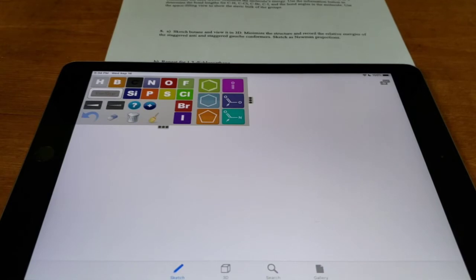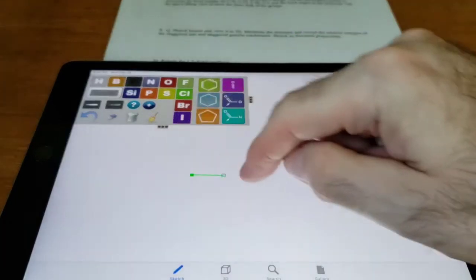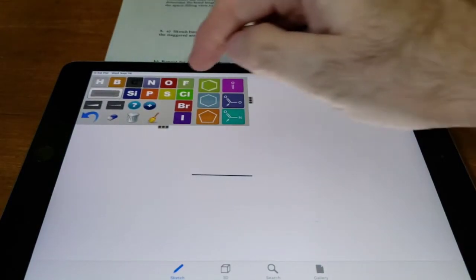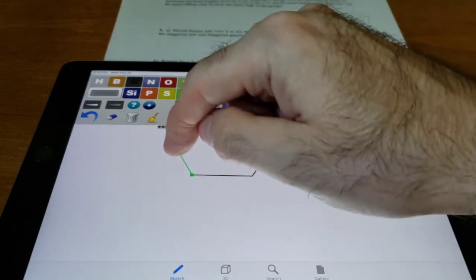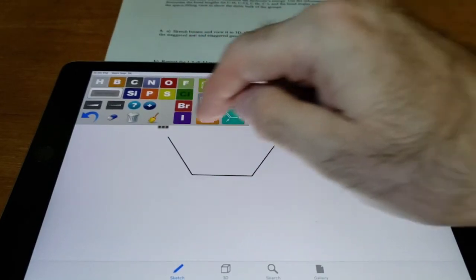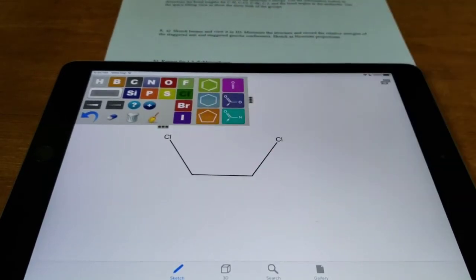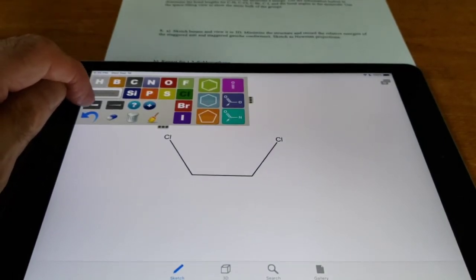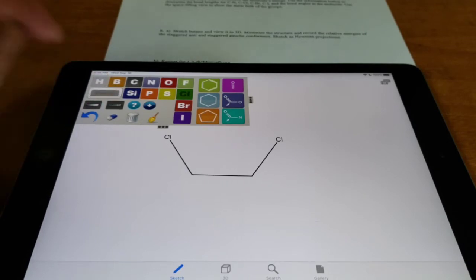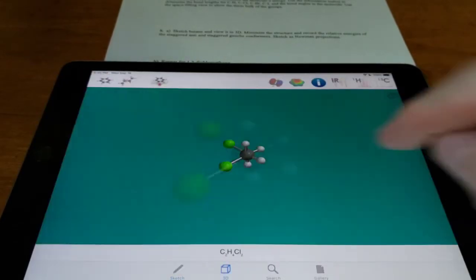Part 5b asks us to do the same manipulations, but using 1,2-dichloroethane. So if I pick carbon, I only need 2 carbons, and then I'm going to put a bond to chlorine at carbon number 1 and carbon number 2. Not going to write the other hydrogens in, not going to force a stereochemistry, which I could do by using the wedged and hatched lines.